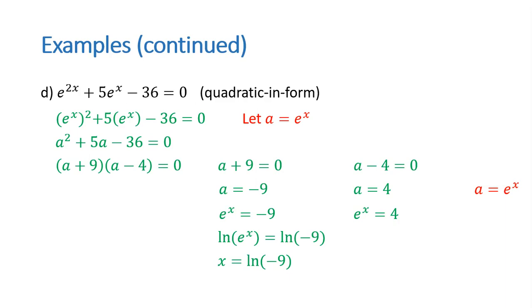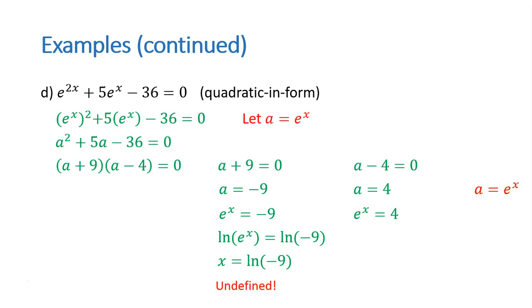See if you can plug this into your calculator. Try taking the natural log of negative 9 and see what it tells you. I can guarantee you it's going to give you an error. That's because this is undefined. We can't take a logarithm of a negative number. So we didn't do anything wrong. All our algebra is correct, but this is undefined. This is not actually a solution to the equation. Algebraically, it is, but practically speaking, natural log of negative 9 is undefined. So this is not actually a solution to our equation.